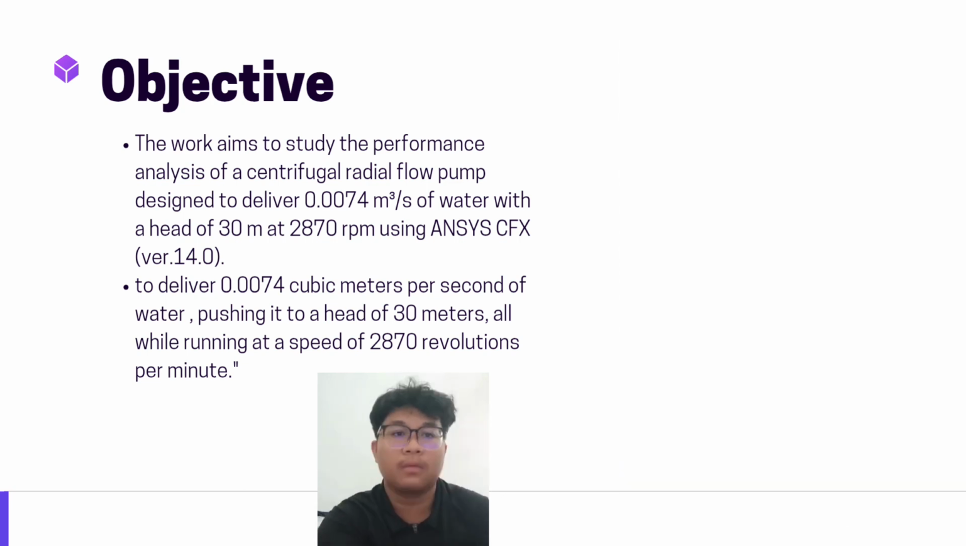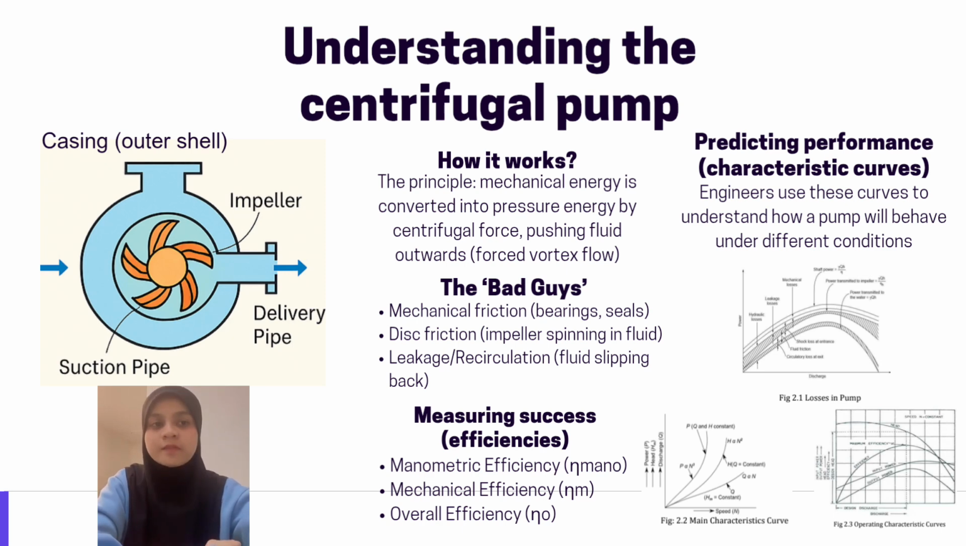Let's quickly cover the fundamentals of a centrifugal pump. At its core, it has an impeller that spins inside a casing, drawing fluid through a suction pipe and pushing it out a delivery pipe. The basic principle is converting mechanical energy into pressure energy using centrifugal force, creating a forced vortex that raises the liquid's pressure head.